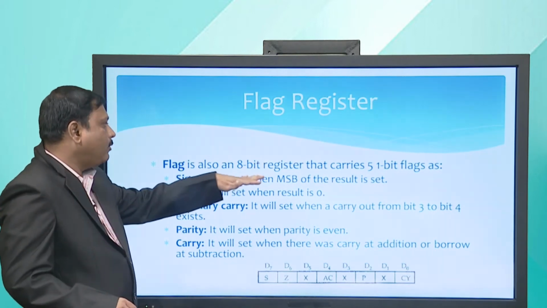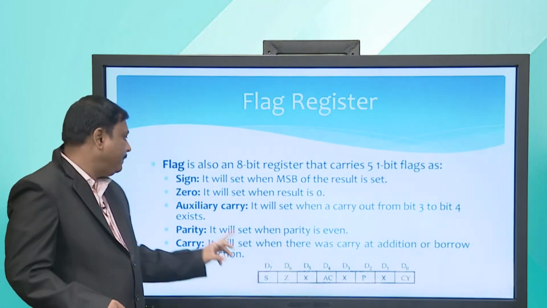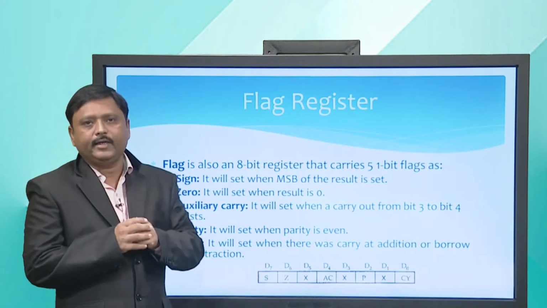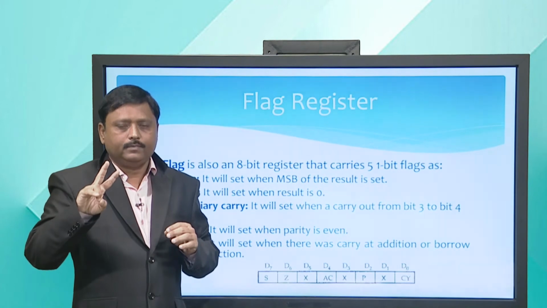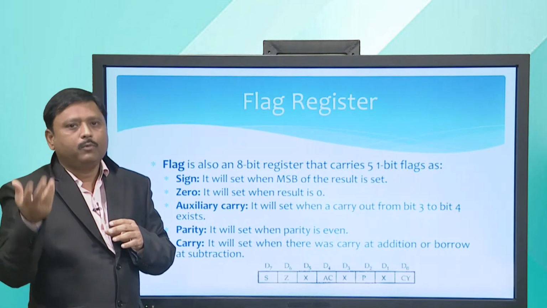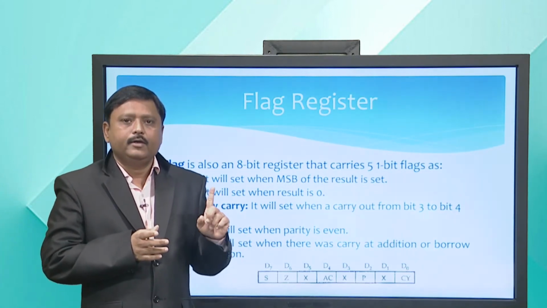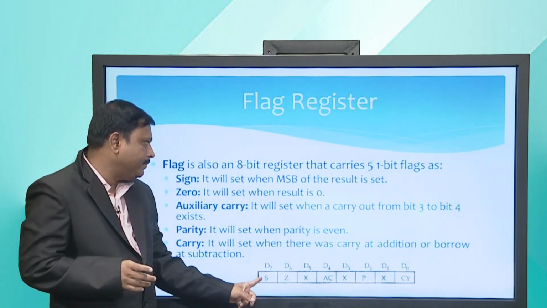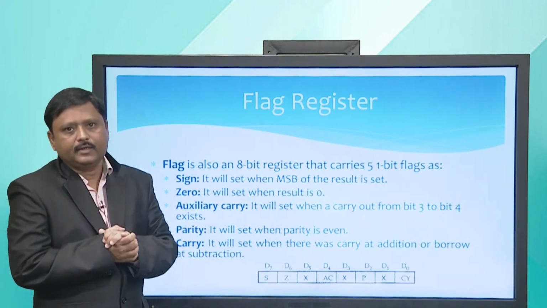Now, what are those flags? The first is S for sign. It will set when the most significant bit of the result is set. Now, what do you mean by this? When we add two numbers and if the result is negative, then the most significant bit would be 1. So, this sign flag is set when the most significant bit of the result is set.